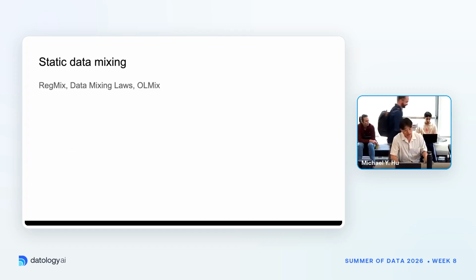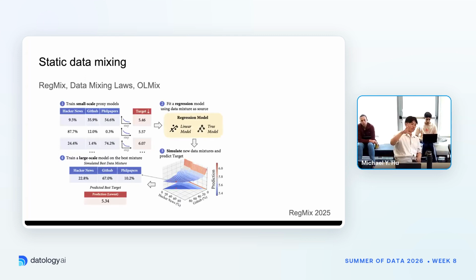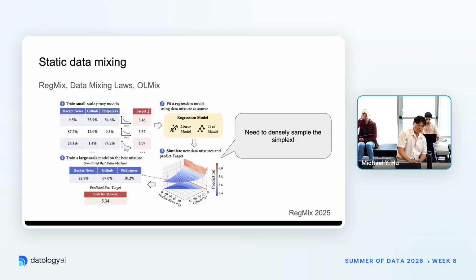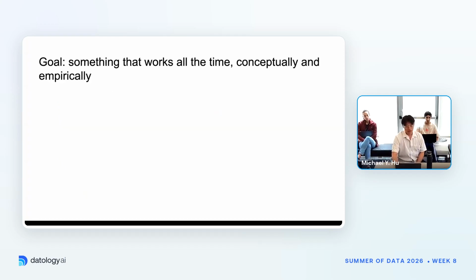But today I wanted to talk a little bit about static data mixing, because this algorithm is related to that, to the RegMix, data mixing laws, OLMix type of algorithms. The idea here is you take a bunch of small scale proxy models, like 20 million parameter models. With these models, you try to cover the simplex, or the space you want to sample from. You train all these models, then you fit some regression model, or generally try to model your loss surface from that. That implies some minimum, and you take the data distribution that aligns with that minimum and say, this is my training distribution. The question here is how densely you need to sample the simplex, and roughly it seems to be quadratic. So if you have K sources, you need at least K squared proxy models.